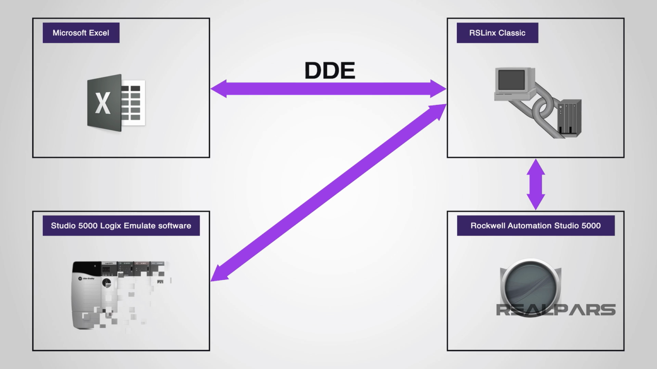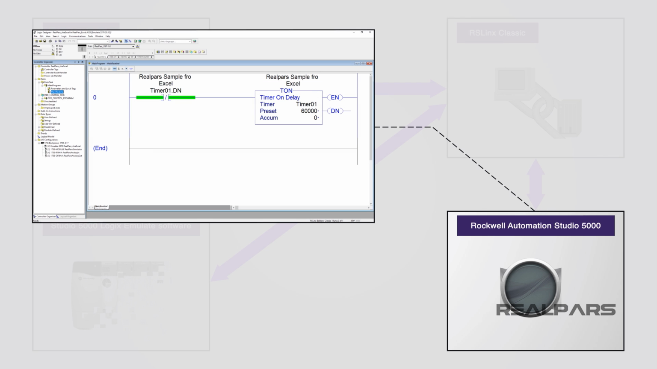Exchange, or DDE, a method of Microsoft Windows interprocess communication so that one program can communicate with or control another program. In this lesson, we will be using Microsoft Excel, Rockwell Automation Studio 5000, RSLinx Classic, and Studio 5000 Logix Emulate software. We will be using Studio 5000 Logix Designer programming software to create a sample program with floating point and integers arrays, timers, and other simulated process values to display in Excel spreadsheets.